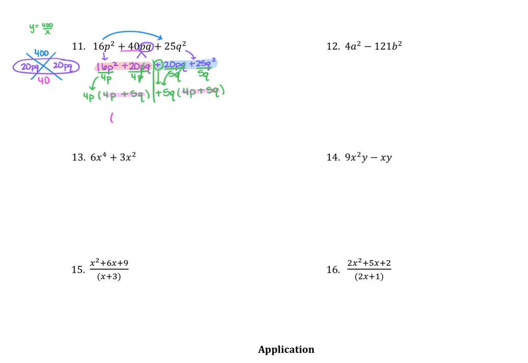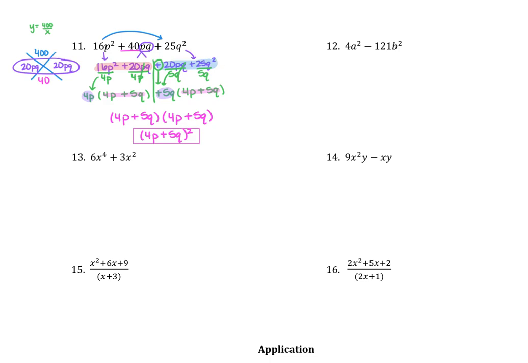That's going to be my first binomial of 4p plus 5q. Then I'm going to take my leftovers of 4p plus 5q to make up my second binomial. Now when I write this out, what you notice is that the two binomials are the same, so remember I can condense that down to 4p plus 5q with a squared outside. All right, let's take a look at number 12.